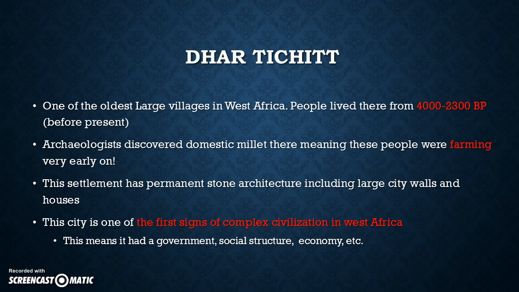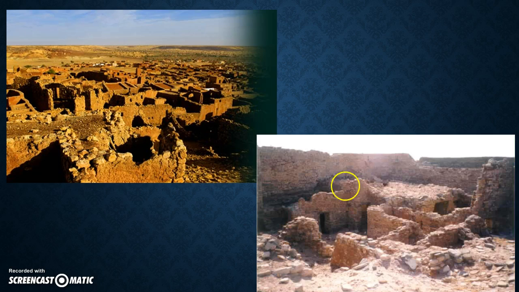The reason this city is so important in our study of West Africa is it's the first sign of a very large and complex civilization in West Africa. That means it had a government, social structure, economy, etc. You remember all those important things we learned about when we were studying what a civilization is. Here are some pictures of some of the ruins of Dar Tichet. You can see all this stone architecture, and you can see really how big it was. This was a very big civilization, especially for the time period.